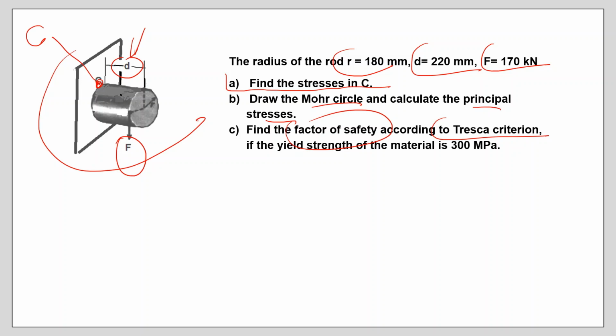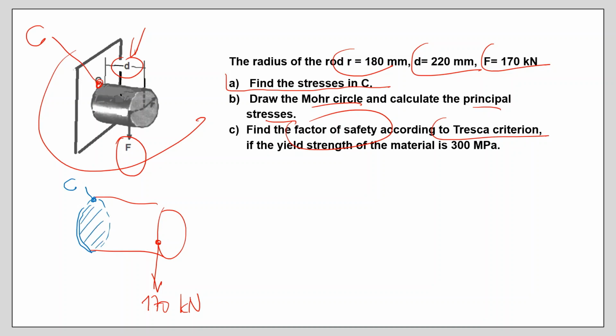So we can start. Well, this is my rod. The critical section is this section. It is given to us, and my critical point C lies over here. The acting external force is F, which is 170 kilonewtons. So the question is first to find the internal loadings in the section where my point C lies.